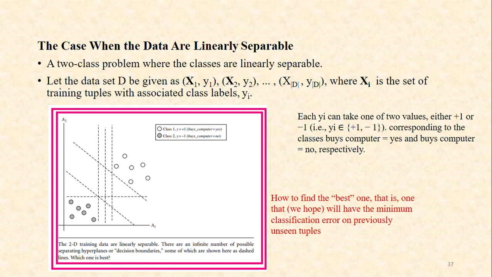Now our question is how to find the best one, that is, one that will have minimum classification error on previously unseen tuples or the test tuples. There are an infinite number of separating lines that can be drawn. Here in this figure, you can see that 5 different classifiers are drawn with dashed lines. There are infinite possibilities for the classifying line. So our question is once again how to find the best one, that is, one that will have minimum classification error.